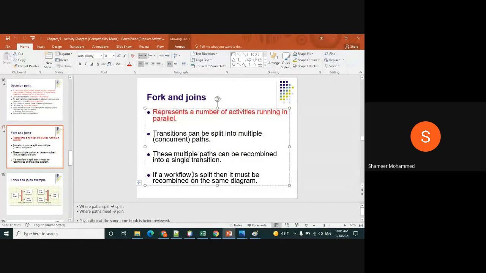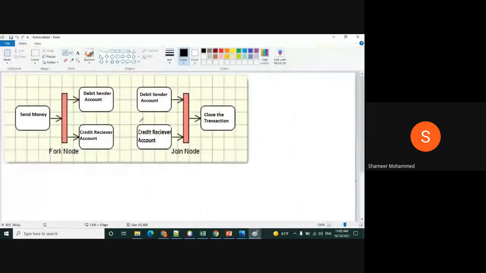You are splitting them, and it must be recombined on the same diagram. So you are splitting here and you are combining them on this diagram. Like this, you have to show in your activity diagram for parallel activities. I will show you this example also. Wait and watch.